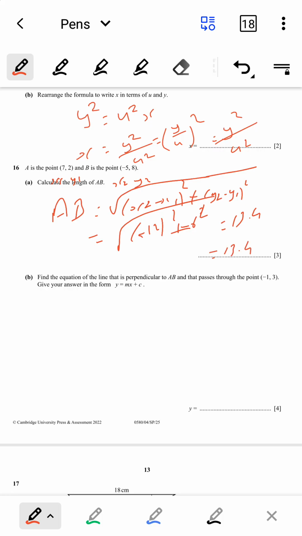That is our answer. Okay, so moving forward, find the equation of the line that is perpendicular to AB and passes through the point -1, 3.